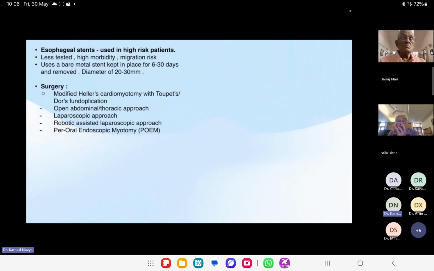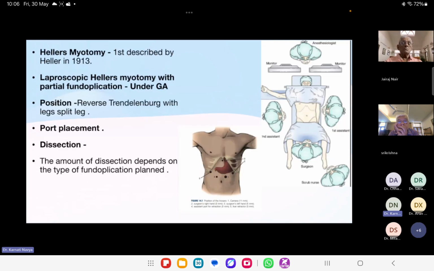Surgically, modified Heller's cardiomyotomy with a fundoplication is usually preferred. It can be a partial fundoplication or a total fundoplication depending upon the GERD. It can be an open approach or a thoracic approach. It can be a laparoscopic approach or a robot assisted approach. And one more procedure is the peroral endoscopic myotomy. Heller's myotomy was first described by Heller in 1930.